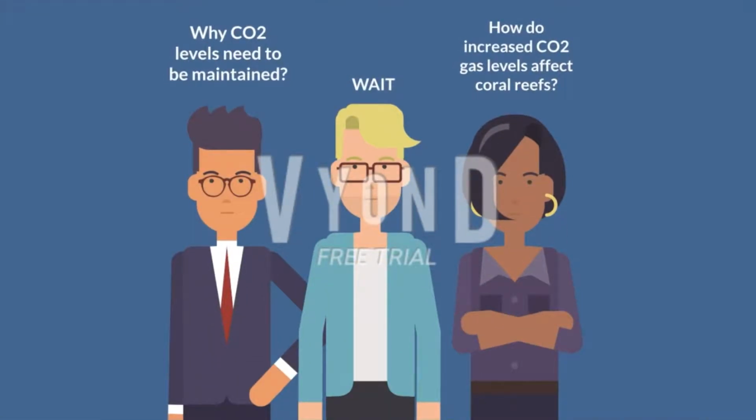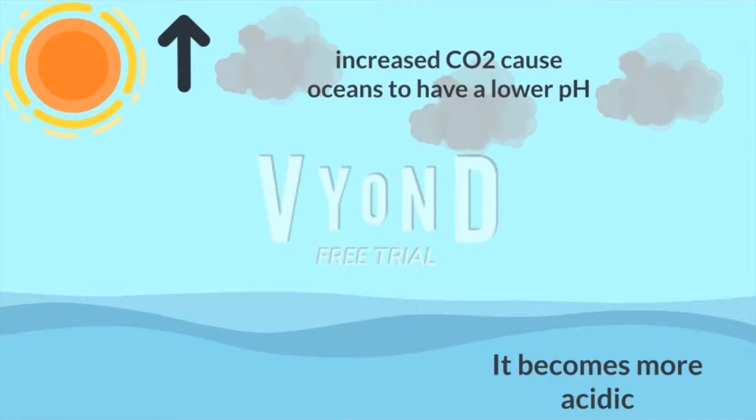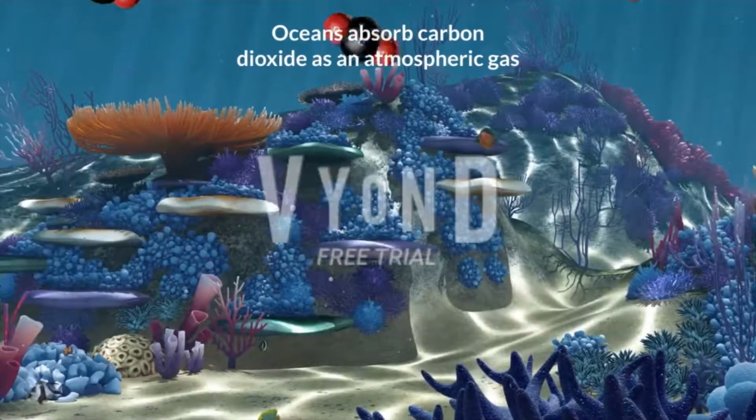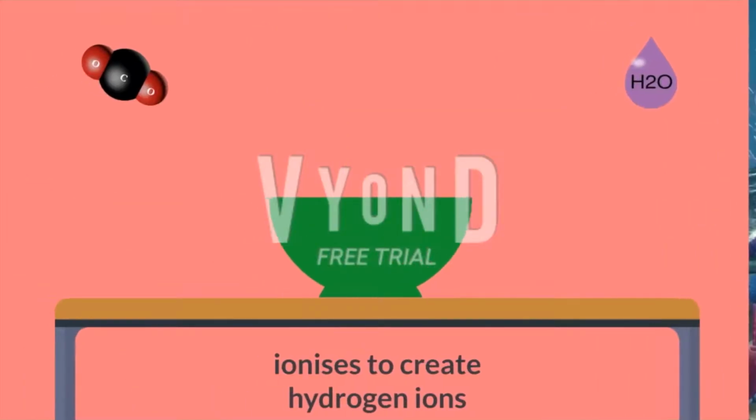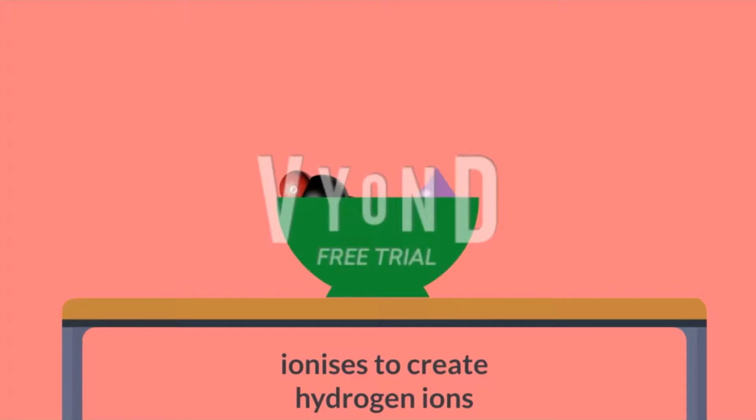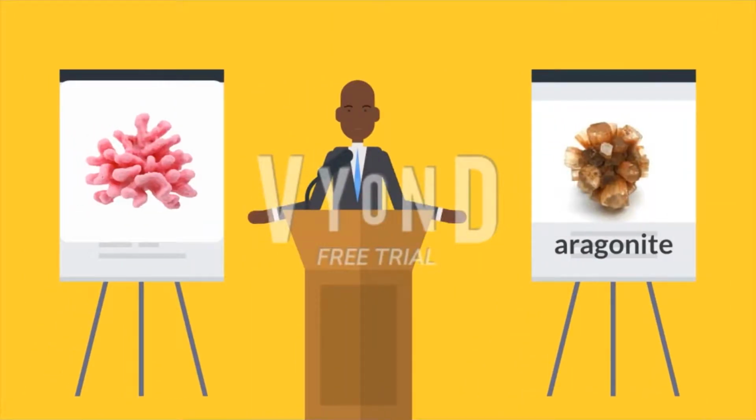Increased CO2 levels cause oceans to have a lower pH, which means they become more acidic. This occurs as oceans absorb carbon dioxide as an atmospheric gas, and as it mixes with water, it ionizes to create hydrogen ions. This decrease in pH results in a lower saturation state of aragonite, which is a form of calcium carbonate that hard corals use to secrete their skeletons.